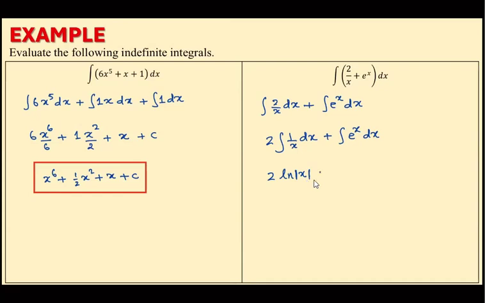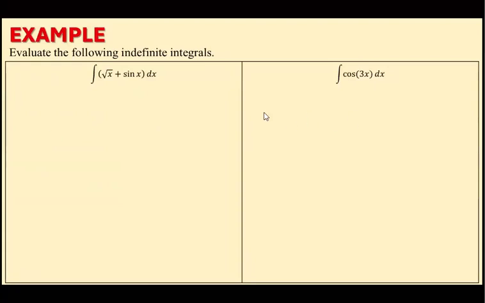Then plus integration of e to the x is e to the x, because the derivative of e to the x is e to the x. And at the end, we add plus c. Okay, that is the answer to the second problem. Let's move on to the next set of problems. Again, we have two questions here. Let's see how we can solve it.